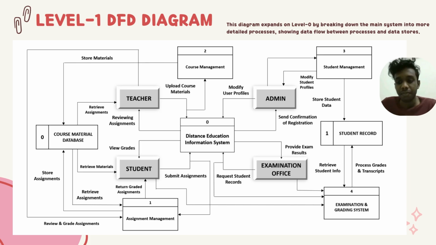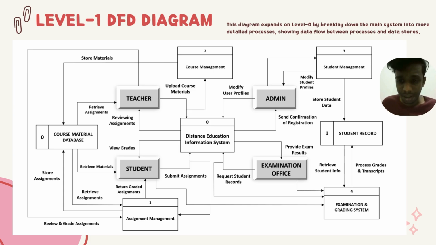For the context diagram, they already gave the four entities. Based on the four entities, we created a new diagram based on two data stores, which are student record and course material database. They are connected with two entities, with two processes in between them.